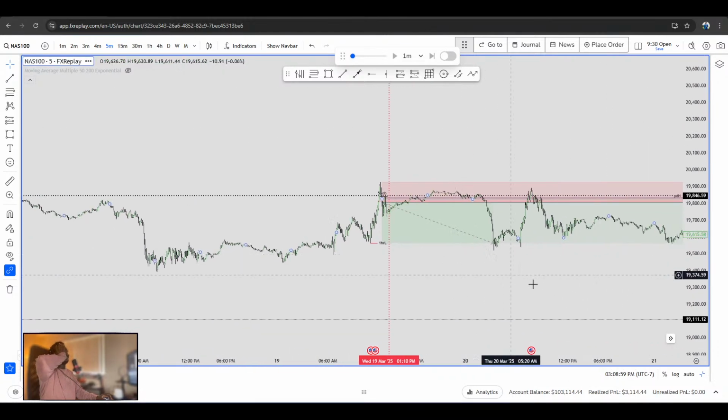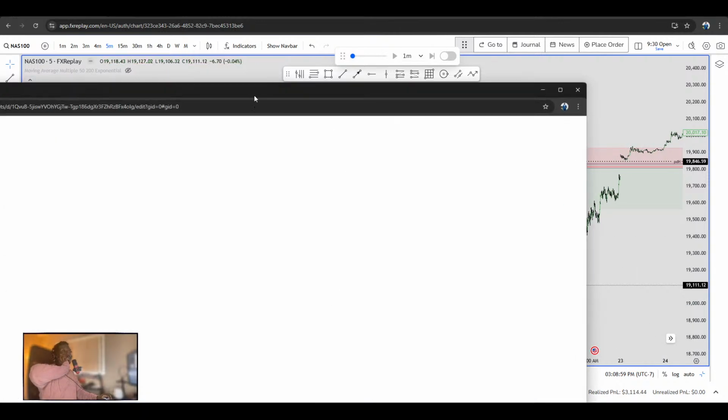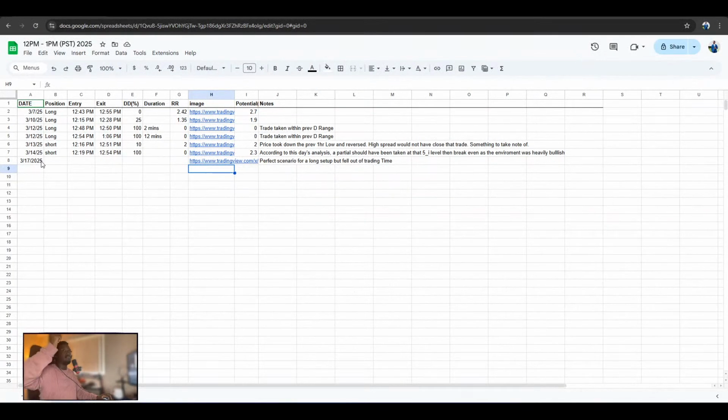stream here, because I just need to go back and fill this in, and it's kind of boring. All I'm gonna do is note the day when I took the trade, whether it was a long or a short, was I buying or selling, what time I entered, what time I exited, and how far the trade went into the stop loss. If my stop loss got hit, it's gonna be 100%. Otherwise I just note the percentage, how long I was in the trade, and how much I got from those trades in terms of RR. Then there's gonna be an image, and the potential, which is how far that trade would have gone before I took TP, and then whatever notes I have, I'm just gonna write them here.